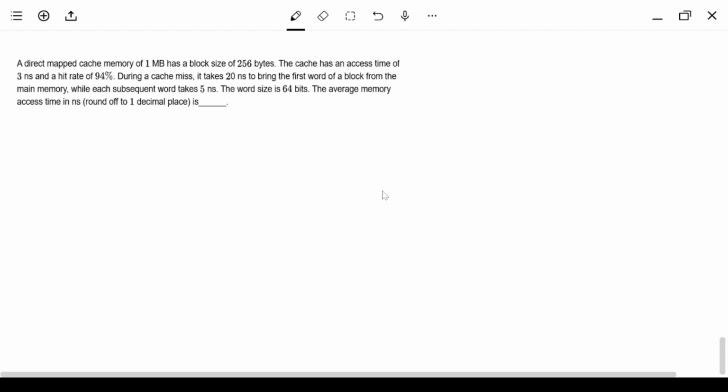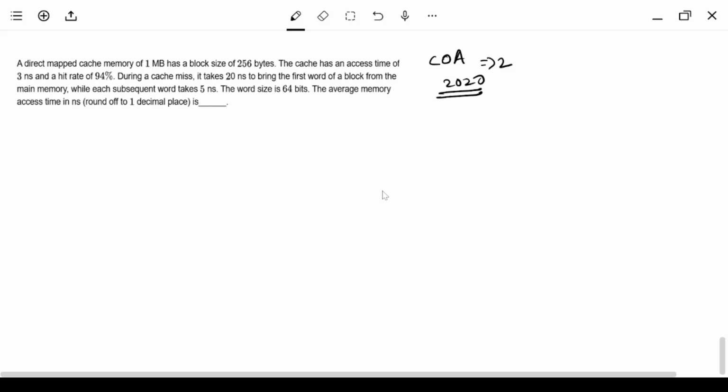So the next question we are having is from computer organization and architecture for 2 marks, asked in GATE 2020. The question is: given that a direct mapped cache memory of 1 MB has a block size of 256 byte. The cache has an access time of 3 nanosecond and a hit rate of 94%.